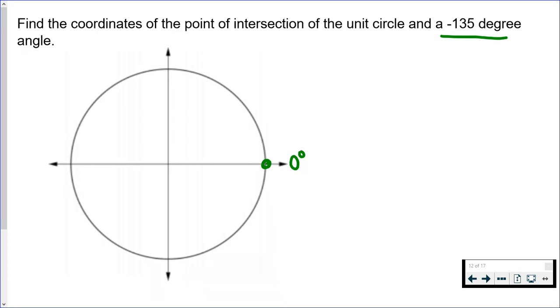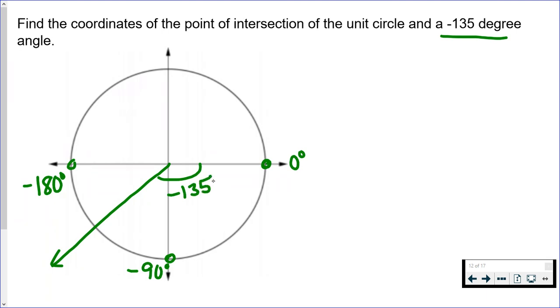So if I start at 0 and I go down to this first point, that would be negative 90 degrees. If I rotate again to this point, that would be negative 180. So this angle that we're talking about has to be between the negative 90 and negative 180, which is quadrant 3. It doesn't have to be perfect when you draw your line. But this angle that I just drew is negative 135 degrees.